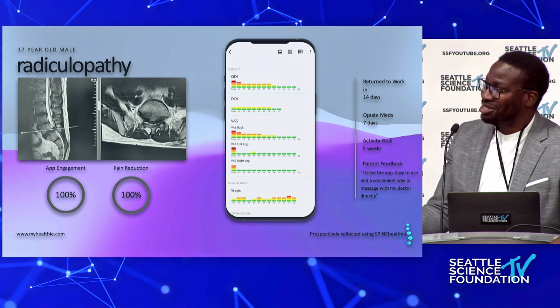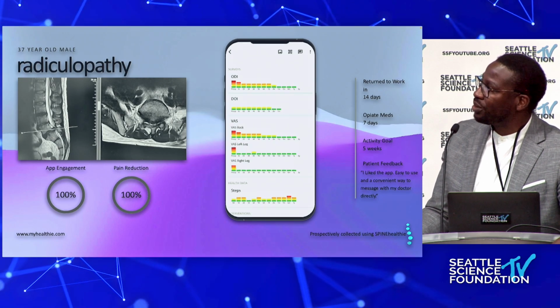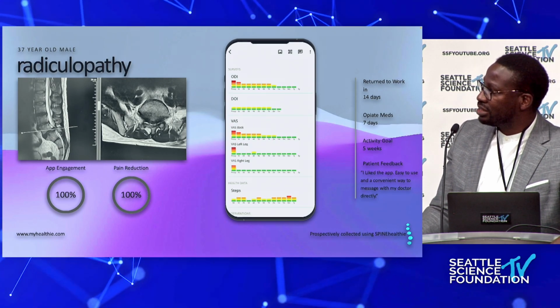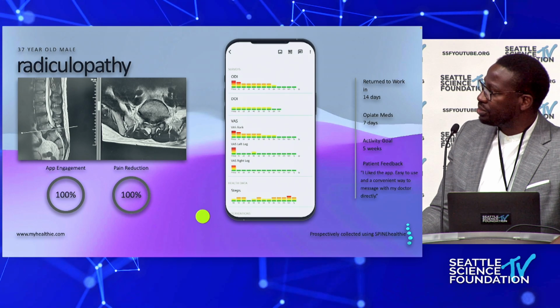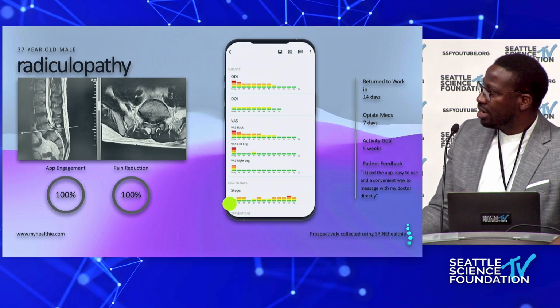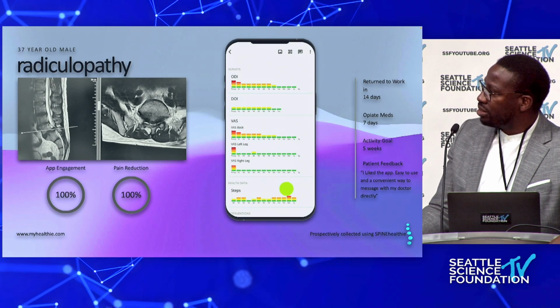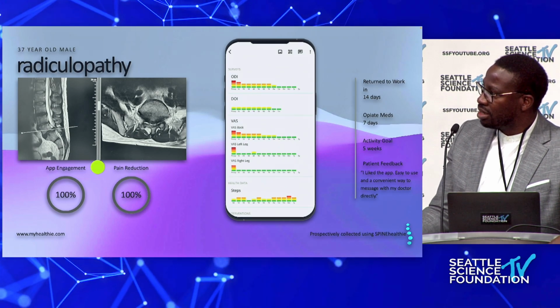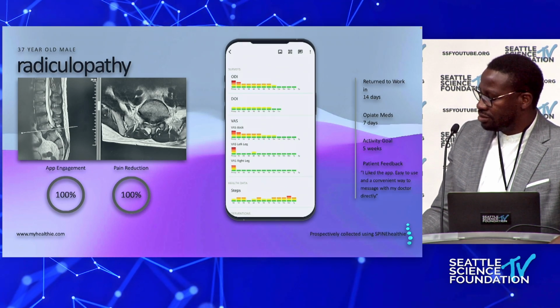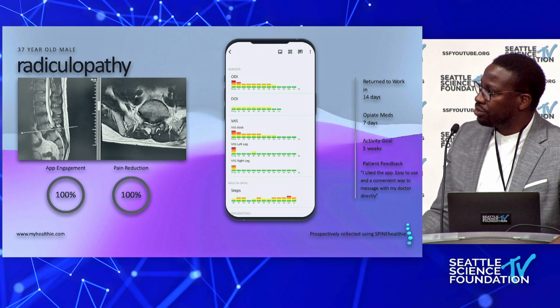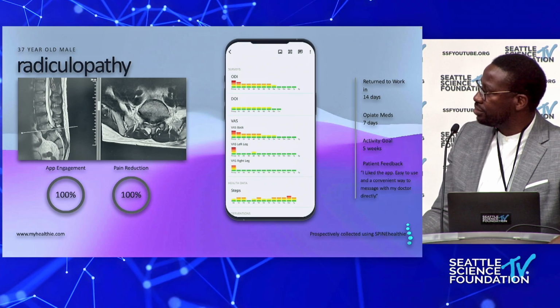So the next one is a 37-year-old male who had a large disc fragment, again seen in clinic, and he was probably one of my most active patients. You can see that after surgery, he had significant reduction in his pain. One year out, he's doing quite well, and again, app engagement is 100%. And it's surprising to see patients who are doing so well still want to continue to engage with their surgeon.